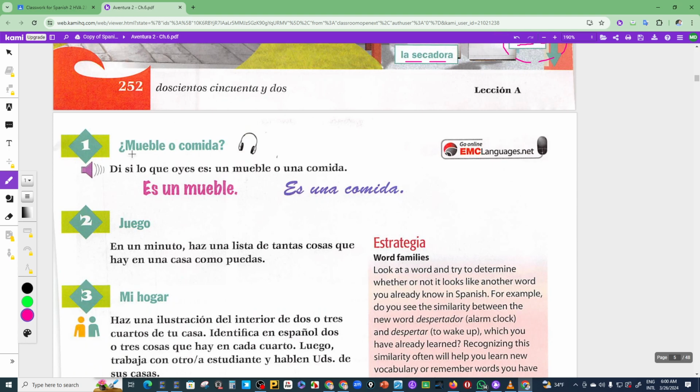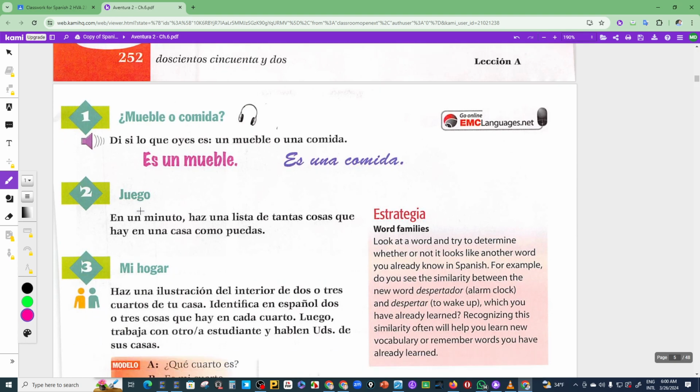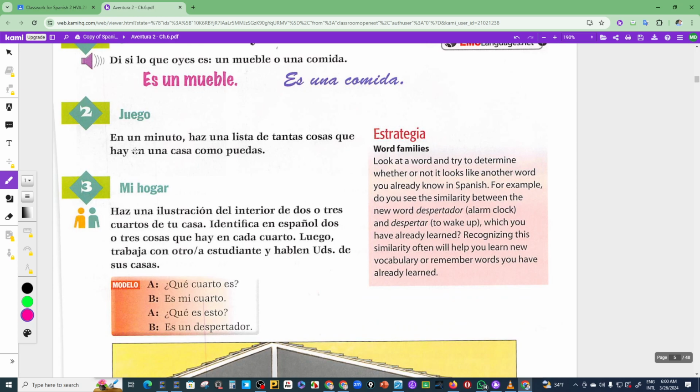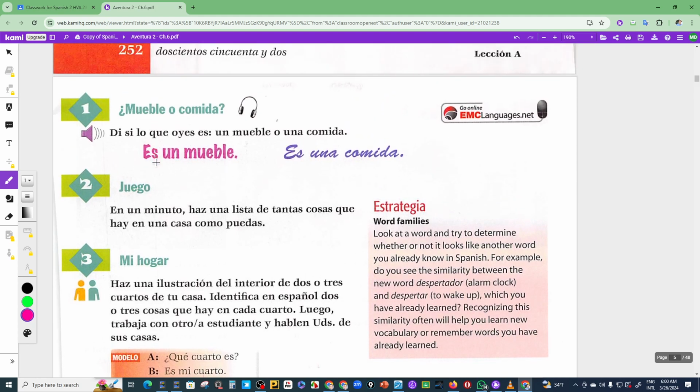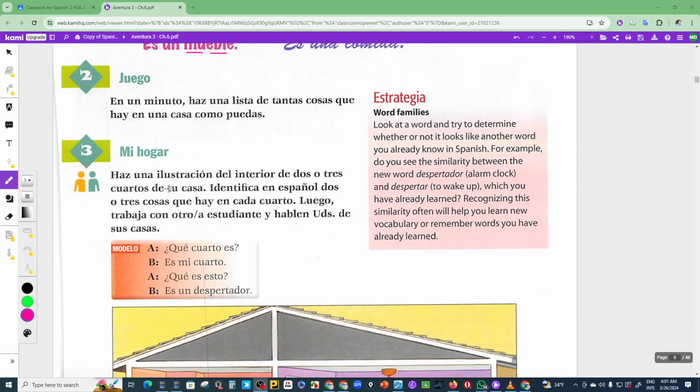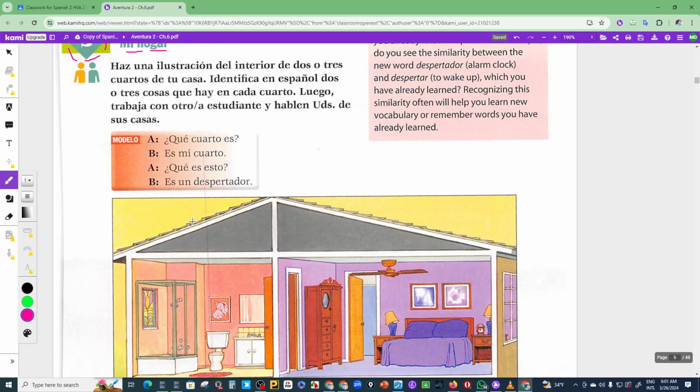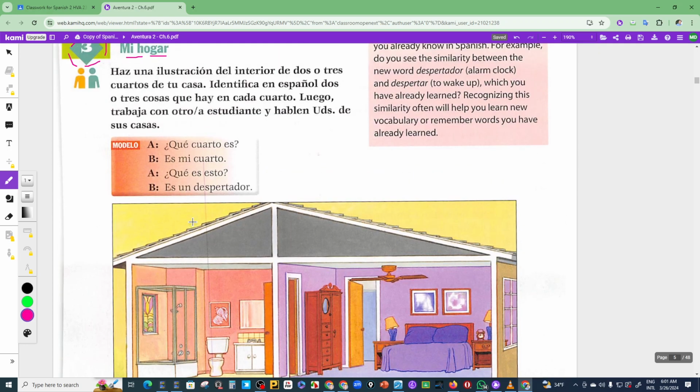So, mueble o comida. Okay. We're gonna skip this, but mueble means furniture, and comida means food. Let's continue here. This is an illustration of mi hogar. It says number 3, and this is an exercise I want you to identify.